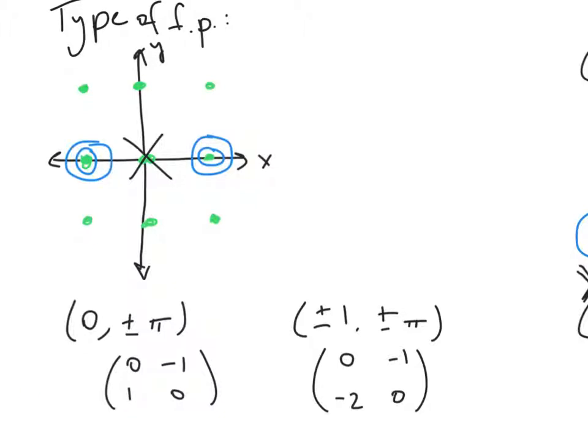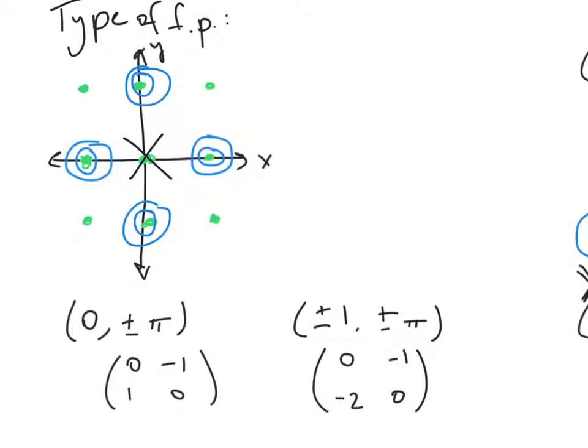This again has trace 0, and it has determinant positive 1. And so that's another ambiguous case. The trace is 0, it's right on the axis. And so the linearization tells us it's a center, but of course it could be a nonlinear spiral that's either stable or unstable, and we just don't know from the linear information. And our final fixed points are plus or minus 1, plus or minus pi, and they have this matrix 0, negative 1, negative 2, 0.